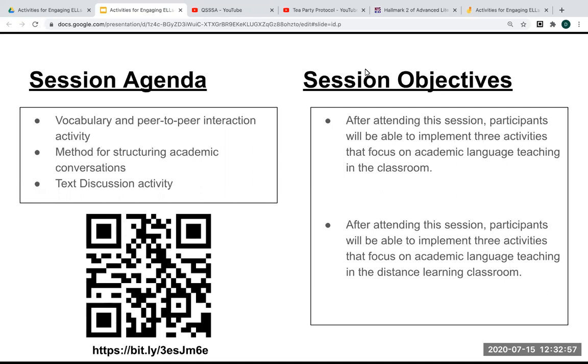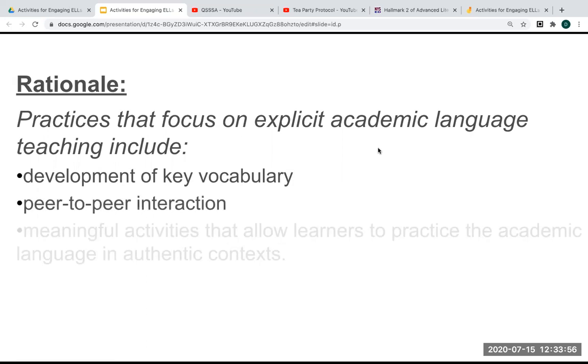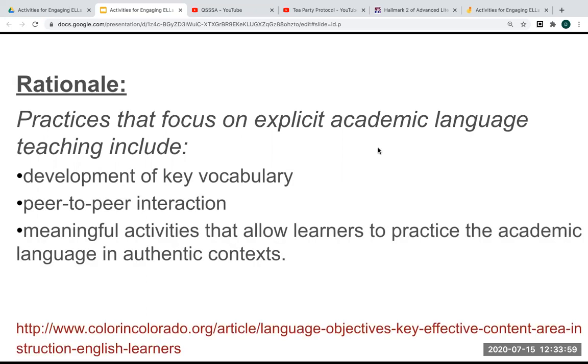As I mentioned earlier, our session objectives are that you will be able to implement the 3 activities that I'm going to share with you that focus on academic language teaching in the classroom and in the distance learning classroom. So practices that focus on explicit academic teaching include the development of key vocabulary, peer-to-peer interaction, and meaningful activities that allow learners to practice the academic language in authentic contexts. These are the reasons why I chose the 3 activities that I'm going to share with you next.